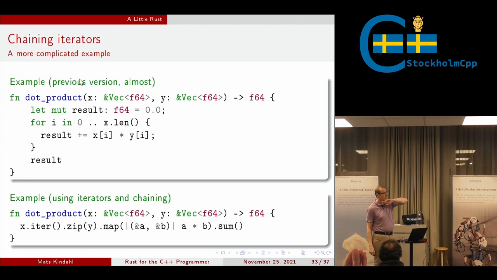So the second one is safe right now because of the zip, I believe. Yeah, it's safe, even if the lengths of the vectors are different. Yes, it's safe. It will take the minimum number of elements. Okay. So it will actually be correct.